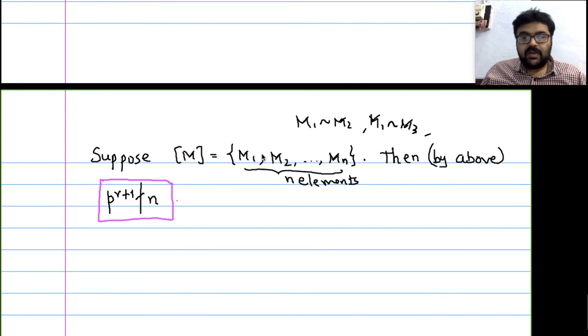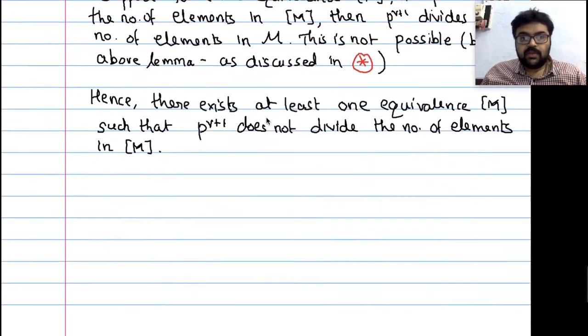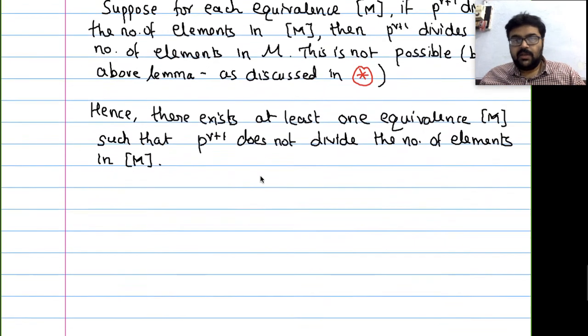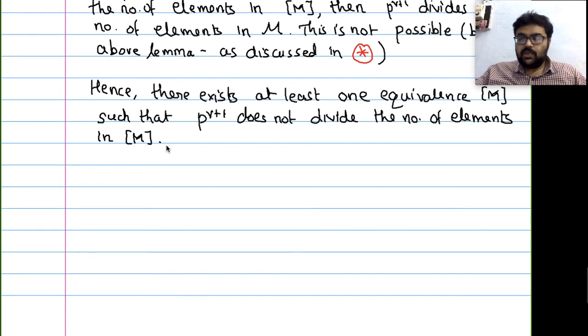All these are equivalent to each other because they belong to the same class. So that means one can be written as an equivalence relation. What was the equivalence relation? Recall? Yeah. So one can be written as some other times some g: m1 equals m2g, or m2 equals m1 g inverse. This is an equivalence relation which can be verified easily. Okay. So there is one class.